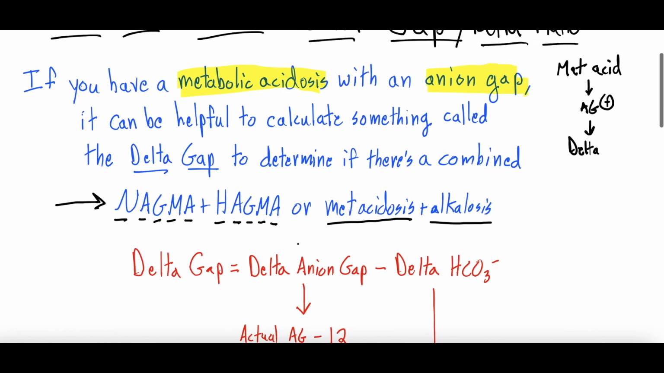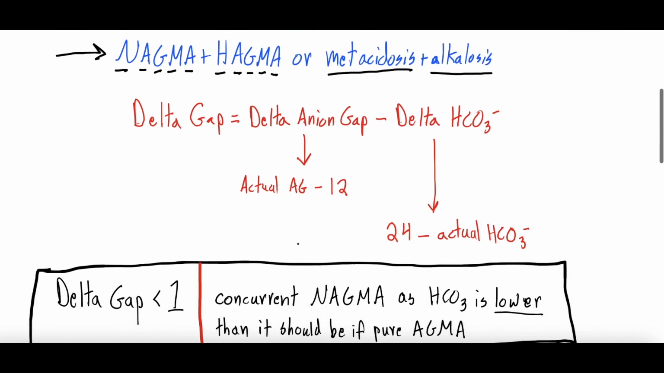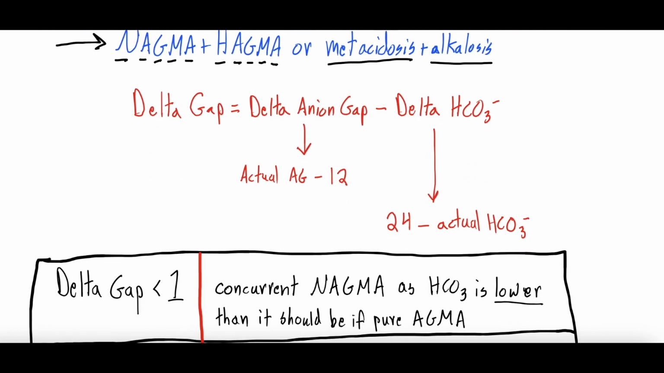So the equation for the delta gap, the first way we're going to look at this, is the delta gap equals the delta anion gap minus the delta bicarbonate gap. And what this equates to is the actual anion gap for that patient, minus 12, because this is the normal anion gap.